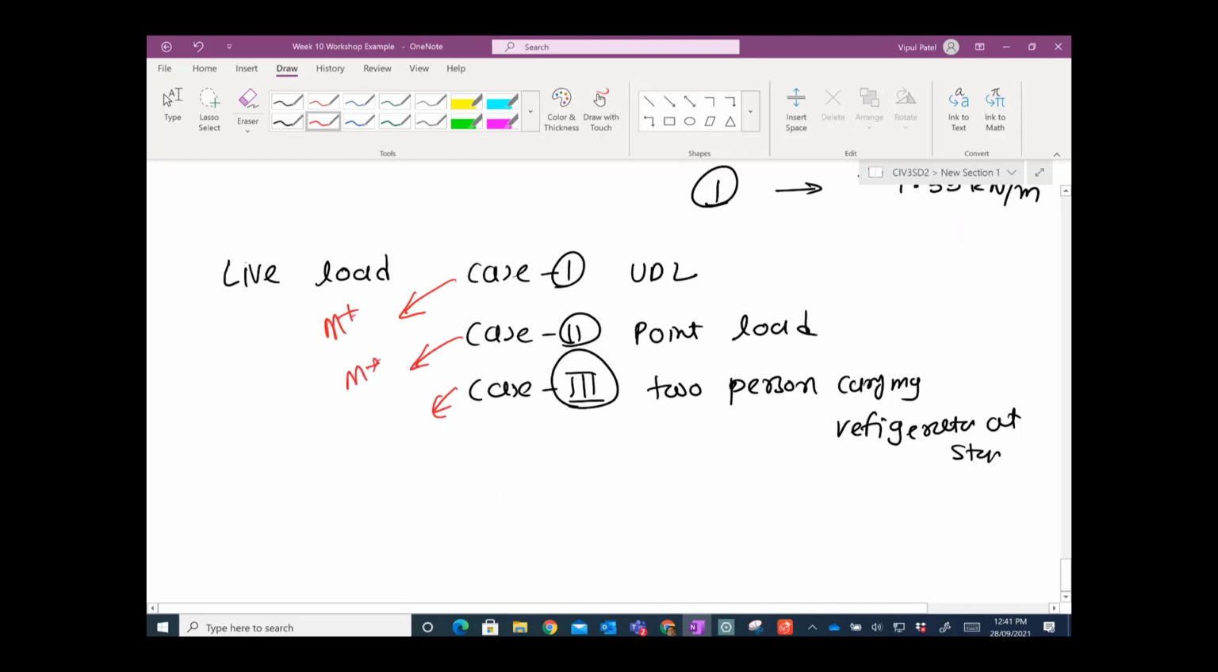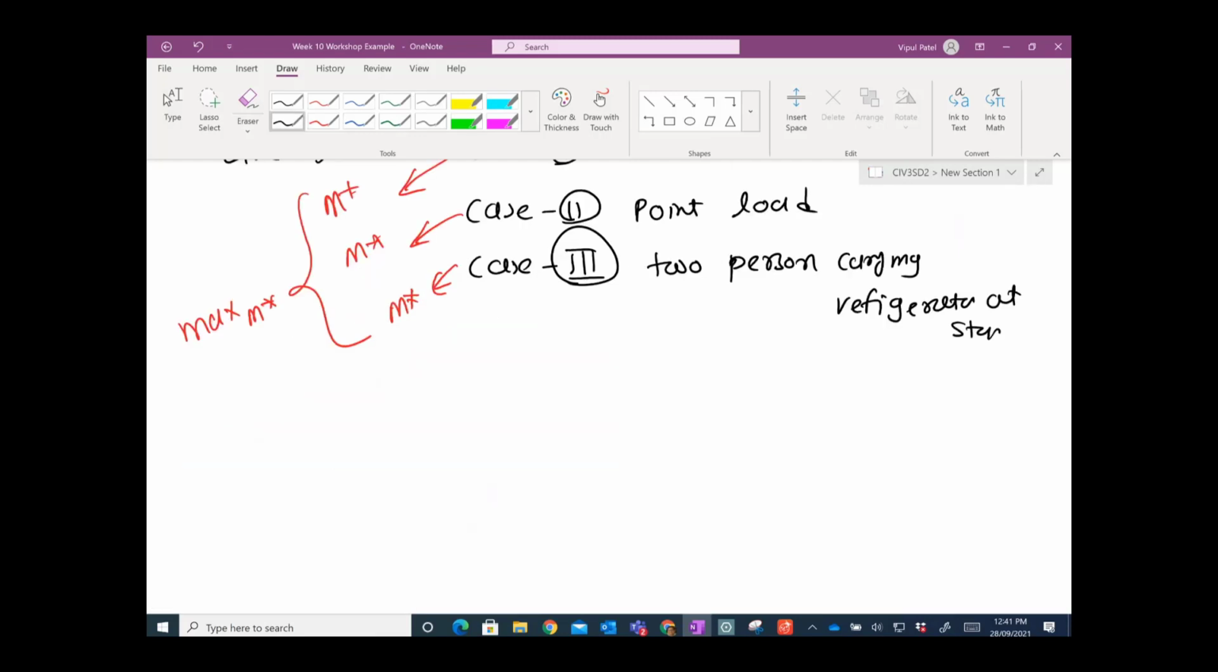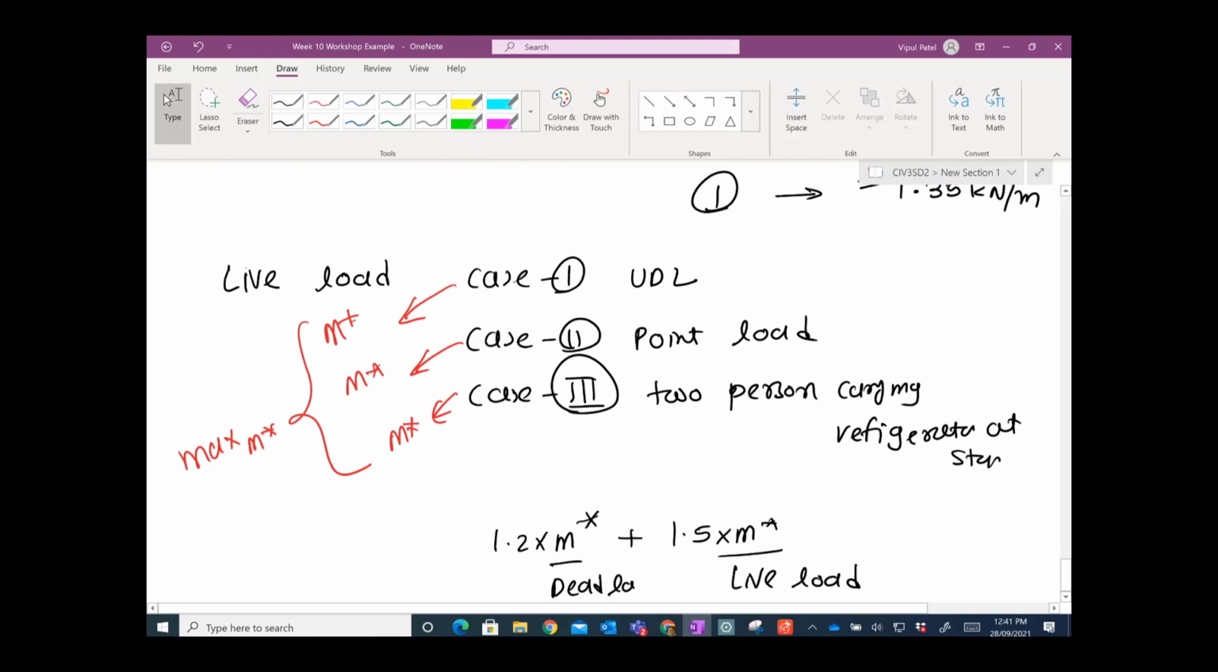And I will get the maximum M star, the worst case scenario. Then for this maximum M star I will multiply by 1.5 for live load, and I will also get the M star for dead load. Are you with me now with the whole story? First of all, I'm trying to figure out which one is going to dominate the design.